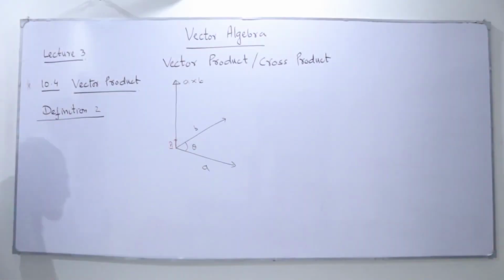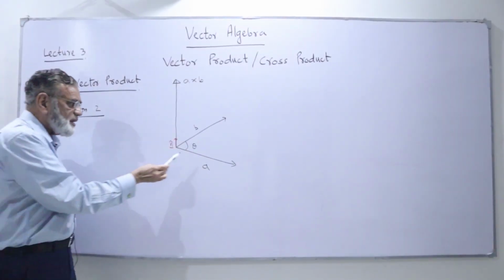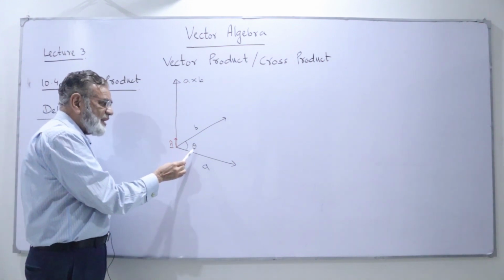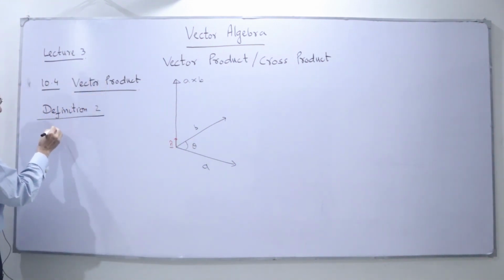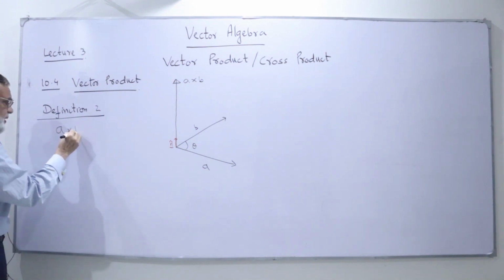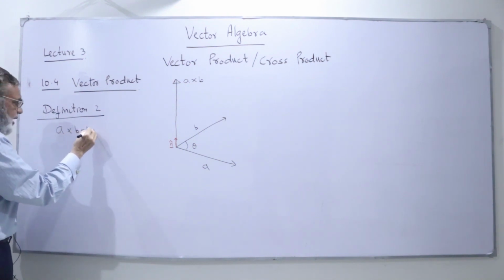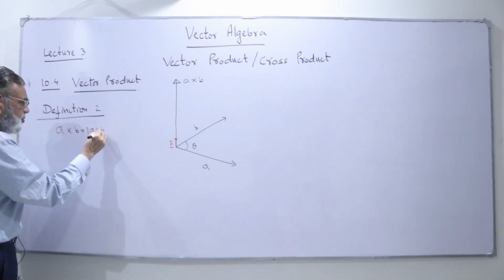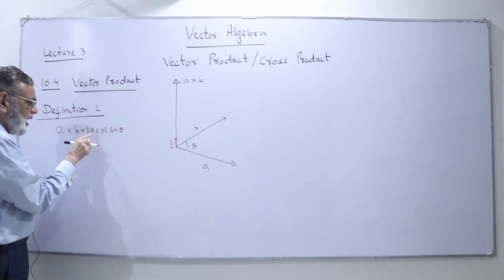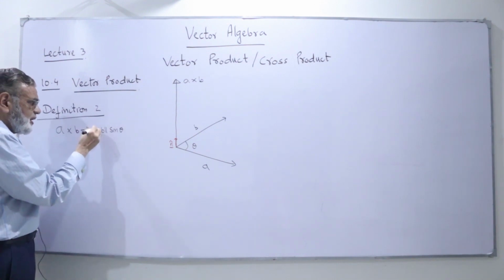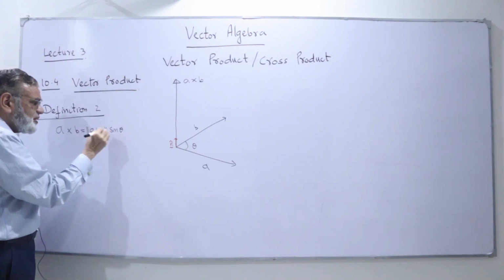I give you the second definition of the cross product. We have two vectors A and B, and the angle between these two vectors is theta. So the definition of the cross product is A cross B is equal to magnitude of A into magnitude of B into sine of theta. This is also a scalar: magnitude of A, magnitude of B, and sine of theta.